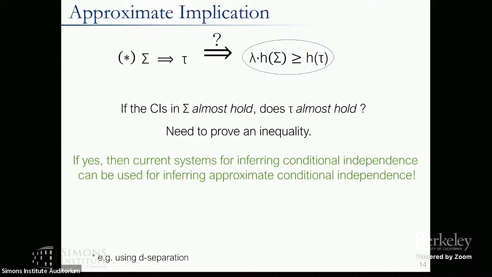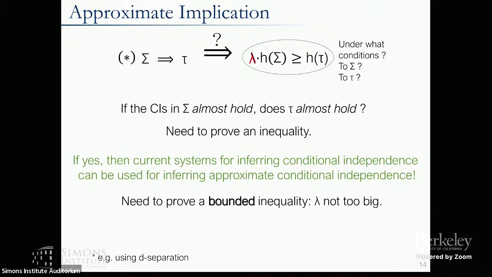Note that this is actually not quite enough, because this lambda here can be very big. We want to be able to bound this lambda, right? If it is very big, then basically we did not do too much. So what we need to do is prove a bounded inequality. We want to prove an inequality where lambda is not very big.